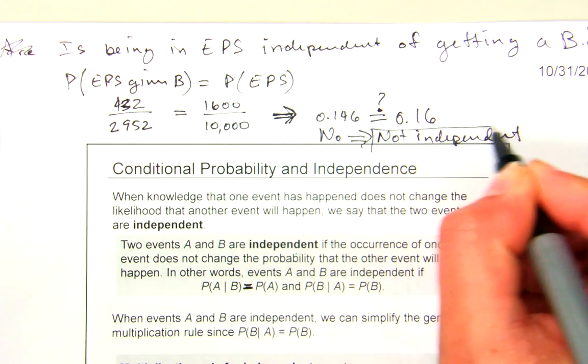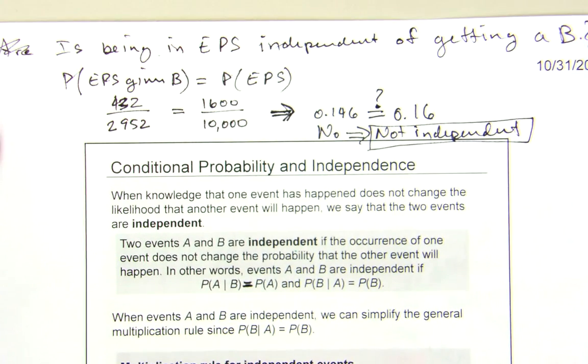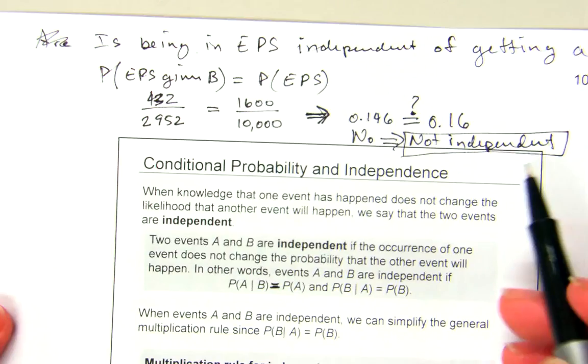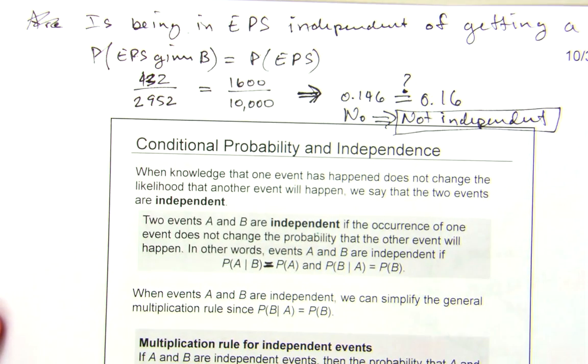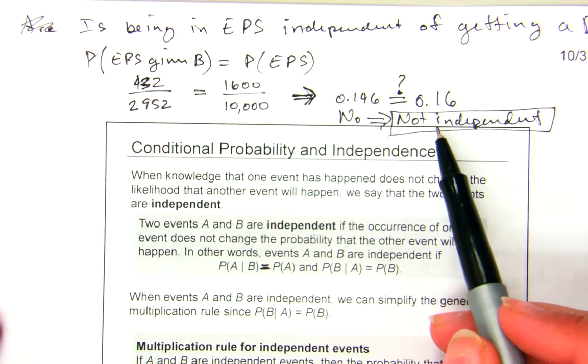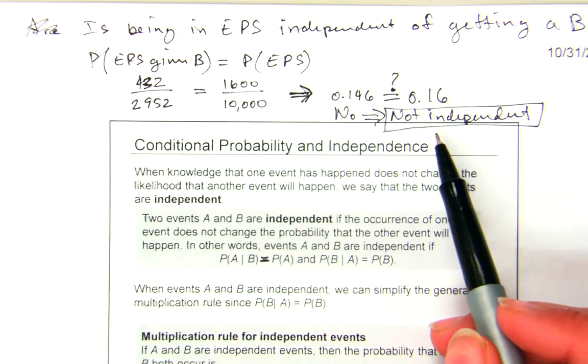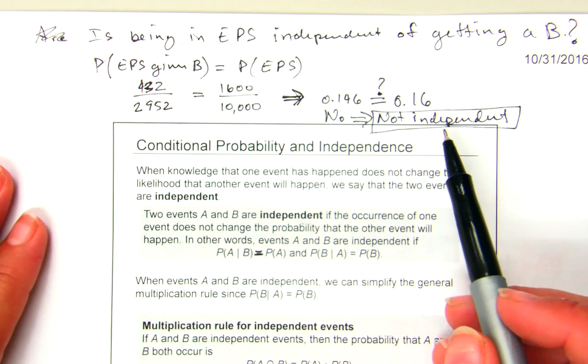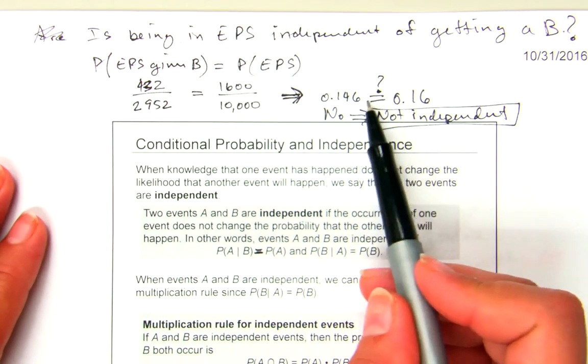Okay? And for right now, we're just going to leave it at that. They're not independent. All right. So, if they're not independent, then there's really not much you can do about this one. We're going to talk about other stuff later, what happens when they're not independent, and what you say when they're not independent. But right now, they're not.